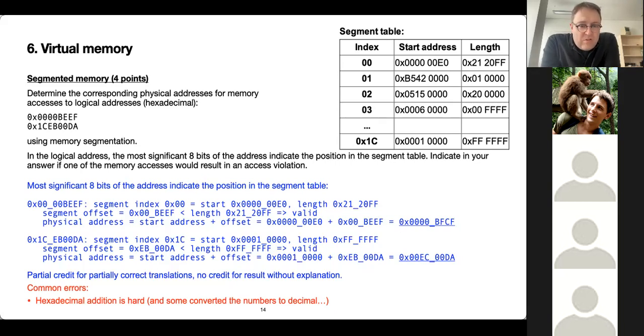What were common errors? Well, hexadecimal addition is hard. We've seen some students actually converting all the addresses to decimal and then converting them back. That's painful. You shouldn't do this. You have an online exam, you have a hexadecimal calculator somewhere in your system. Please use it. You don't have to calculate it by hand, though the calculations you had to do were not that difficult. But still, I don't want to force you to compute that stuff in your head.